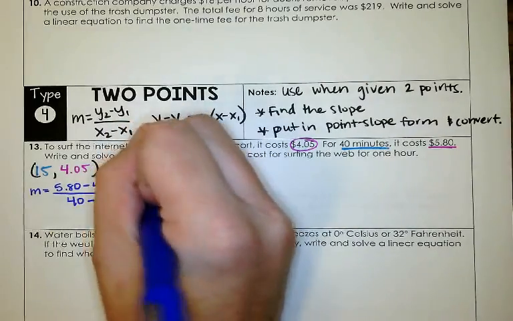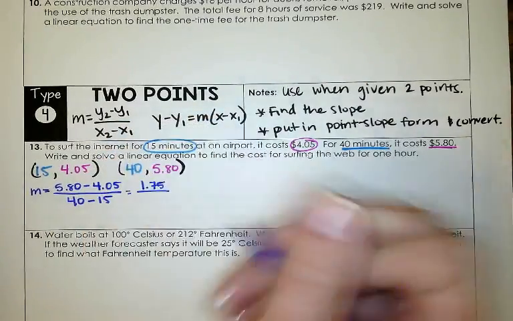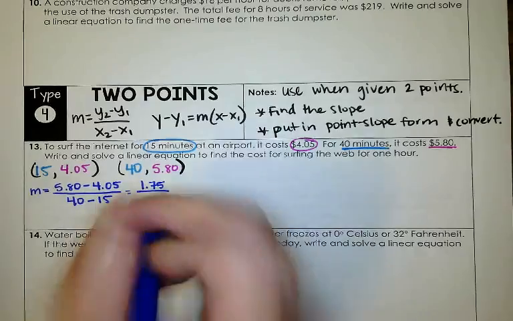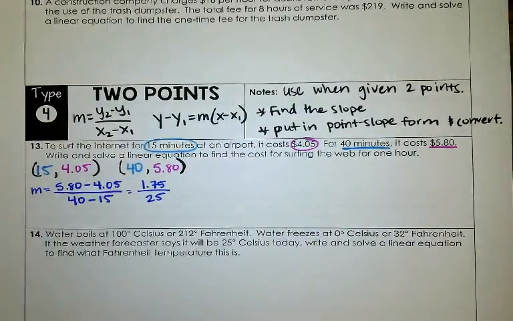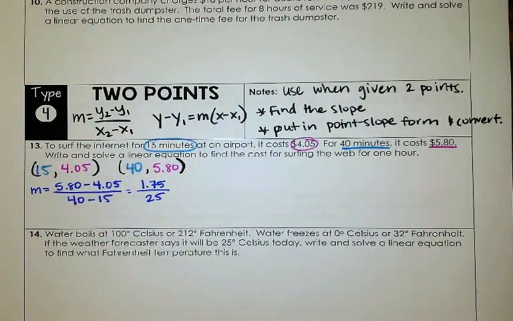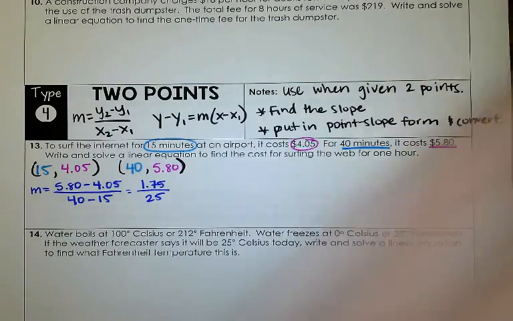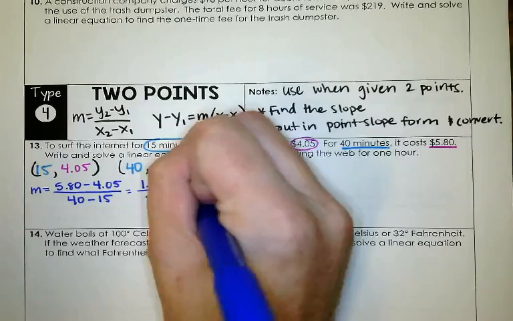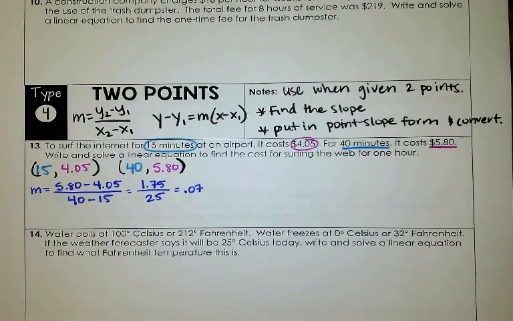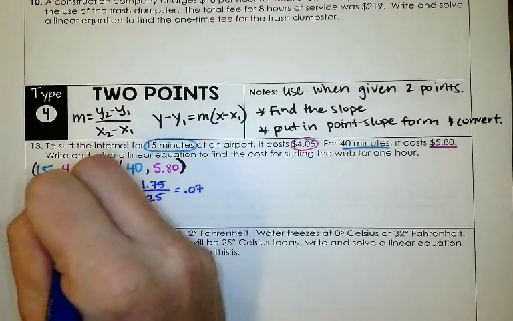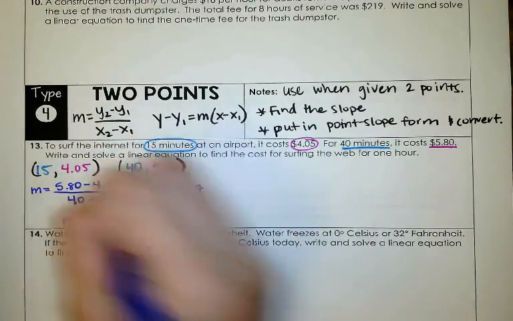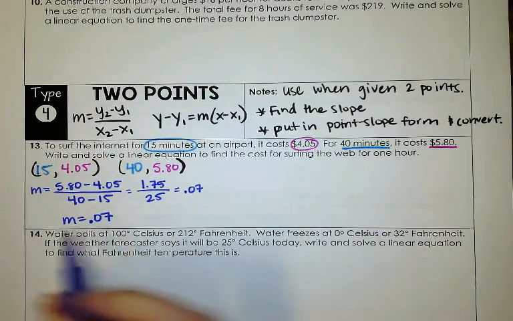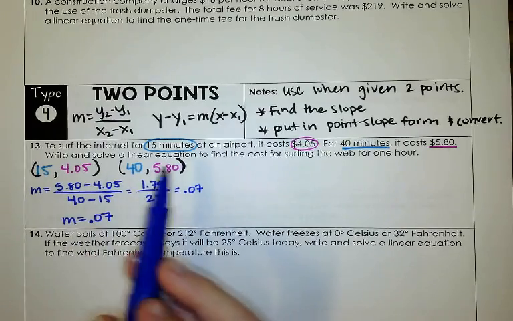Ooh, I'm not that good. Do I know that off the top of my head? $1.75 over 25. Is that 0.07? Is that right? Because 175 divided by 25 is 7. Okay, so my m is equal to 0.07. What does that mean? That's a rate. So that's the cost per what? Minute. So it's 7 cents a minute to surf the internet.